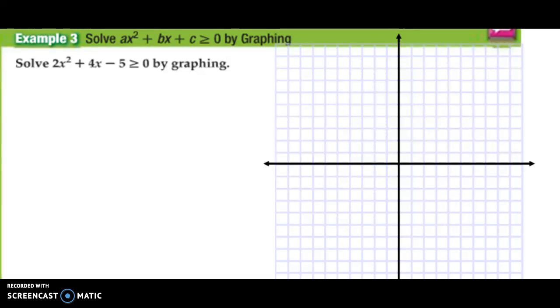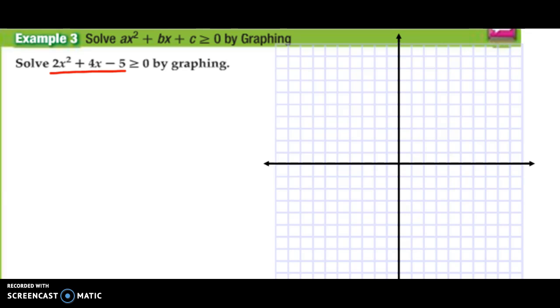So now we're going to look at example 3, which is solving this quadratic by graphing. Now the first thing we have to find is where it crosses the x-axis again. So what we're going to do is take this quadratic and find its roots, where it crosses the x-axis. Now this one's a little bit more difficult. It's not an easily factored one.